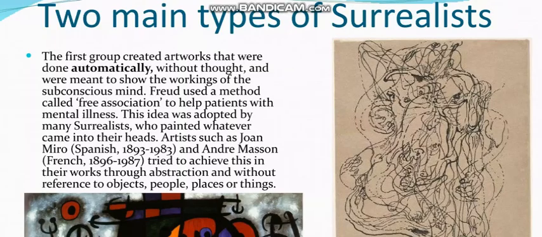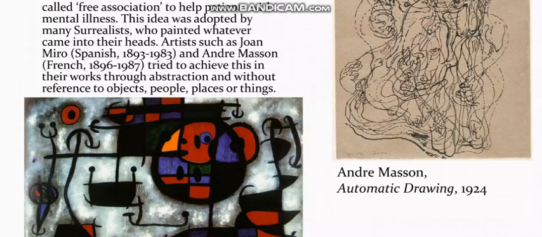There are two main types of surrealists. The first group created artwork automatically, without thought, meant to show the workings of the subconscious mind. Freud used a method called free association to help patients with mental illness, and this idea was adopted by many surrealists who painted whatever came into their head. Artists such as Joan Miro, who is Spanish, and Andre Masson tried to achieve this through abstraction, without reference to objects, people, places or things. This is an Andre Masson drawing from 1924.